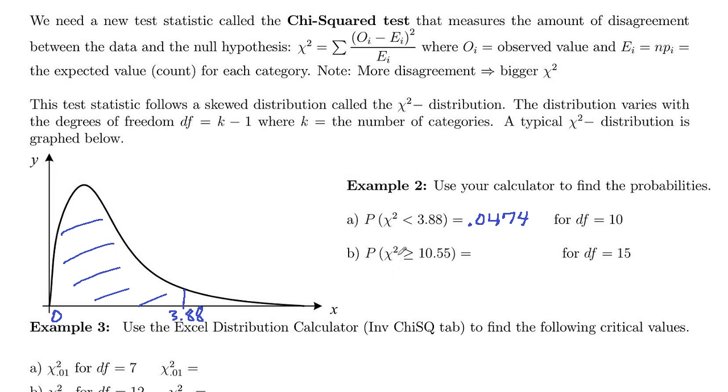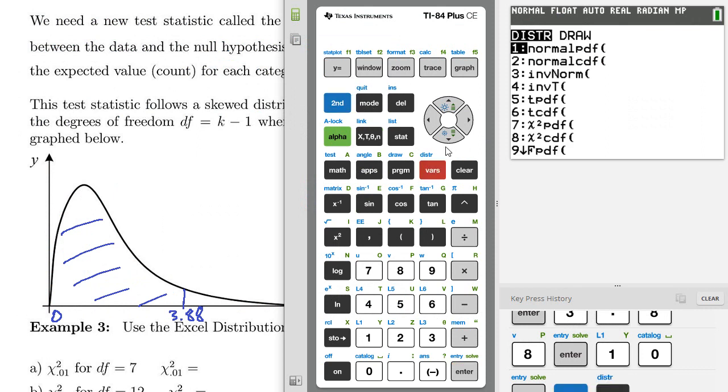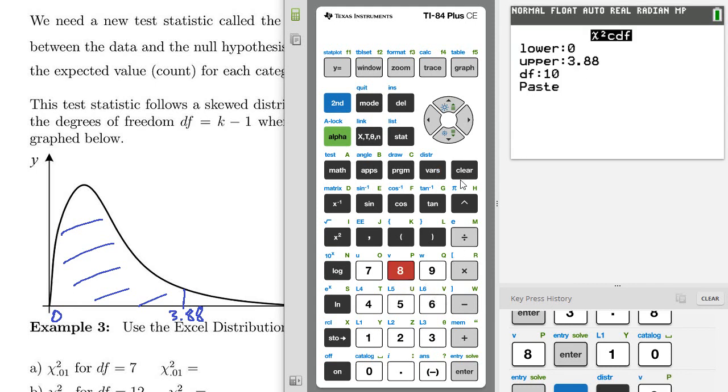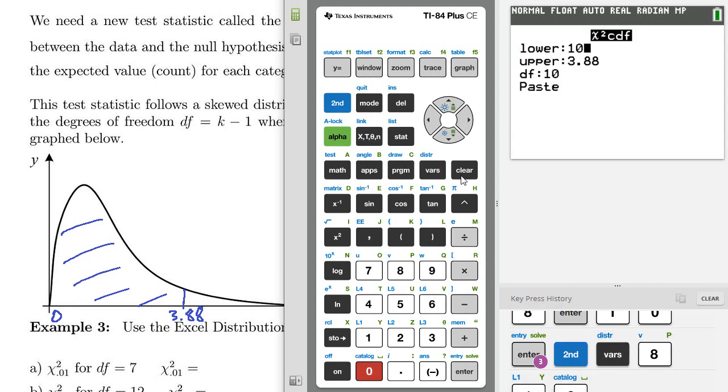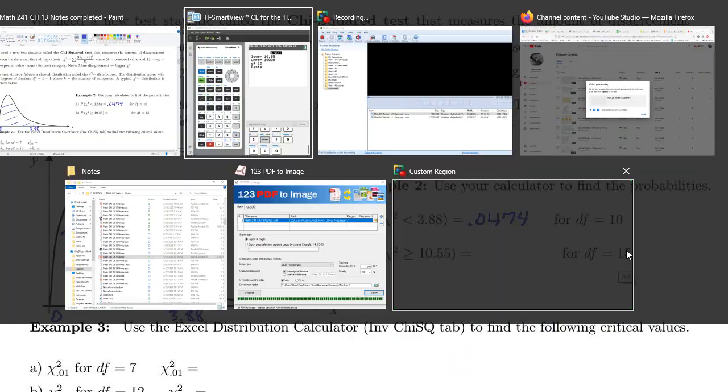Next, the probability that our chi-squared value is greater than 10.55. Greater than is going to be the right area. So this would be 10.55 and then to the right, going up to infinity. Degrees of freedom are 15. So we will go to our distribution menu again, and again we want number 8, the cumulative distribution function. We are starting at 10.55, going up to infinity, and we'll just use 10,000. And then our degrees of freedom, again, are given as 15.